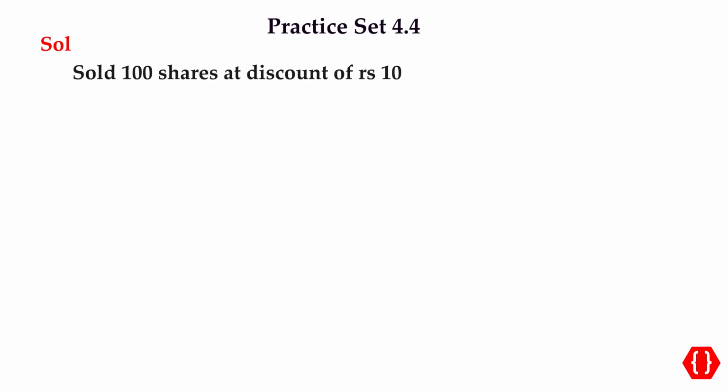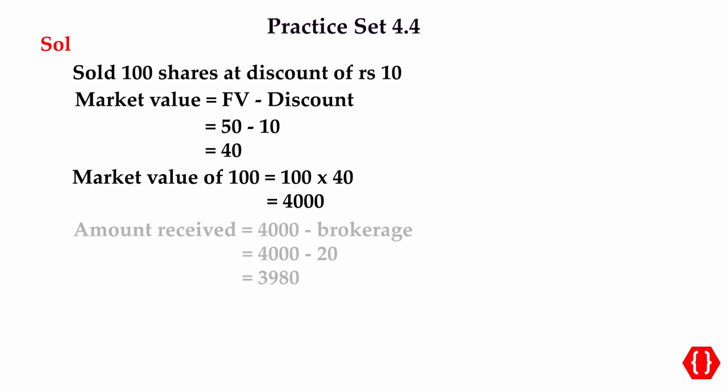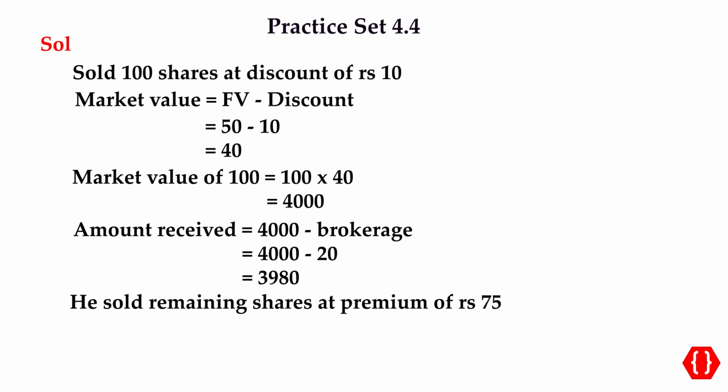Sold 100 shares at a discount of rupees 10. Market value is face value minus discount. Face value is 50 and discount is 10, so we will get market value as 40. Market value of 100 shares is 100 into 40, that is 4,000. The amount received will be 4,000, the market value of 100 shares, minus brokerage. The brokerage is 20, so we will get 3,980 rupees.